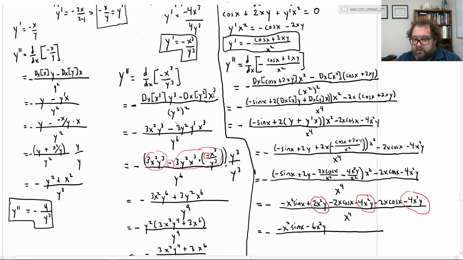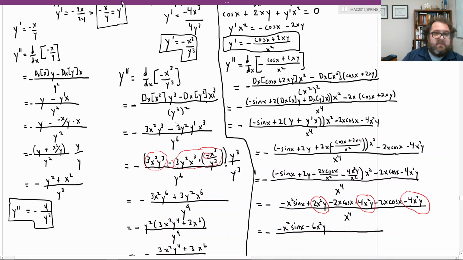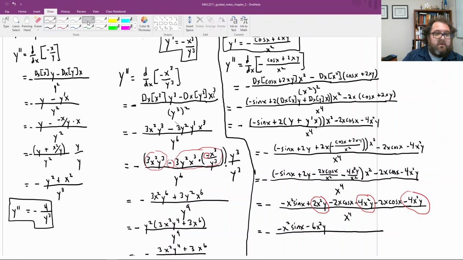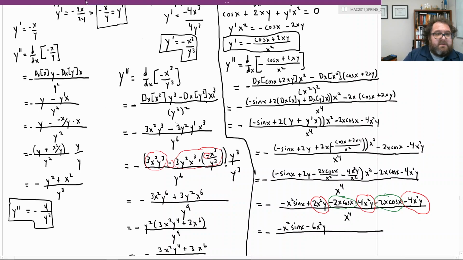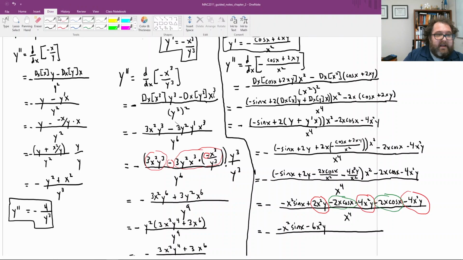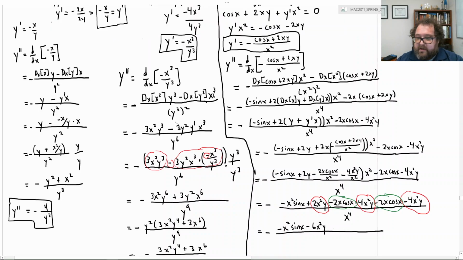And then I have, look, the last two terms are negative 2x cosine x and negative 2x cosine x. So those are like terms. There's negative 2 and negative 2. So that's negative 4x cosine x over x to the fourth.